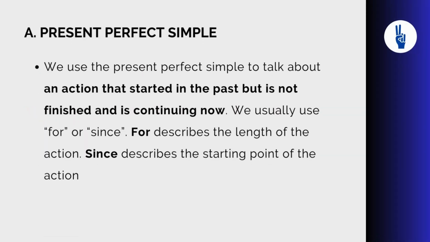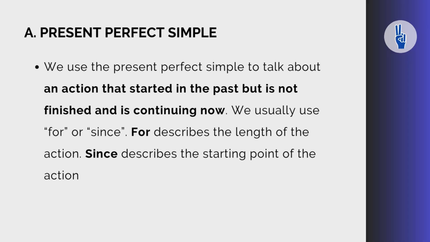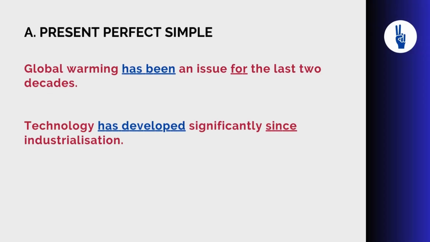Next, we use the present perfect simple to talk about an action that started in the past but is not finished and is continuing now. We usually use for or since. For describes the length of the action. Since describes the starting point of the action. Look at these examples. Global warming has been an issue for the last 2 decades. Technology has developed significantly since industrialization.